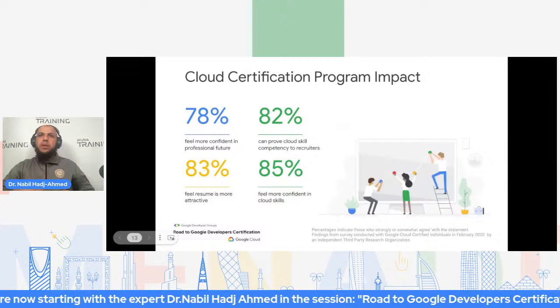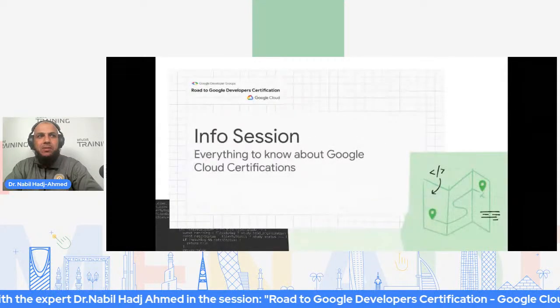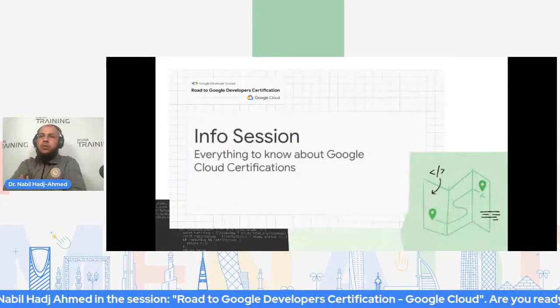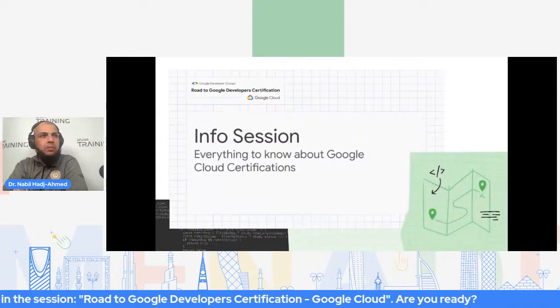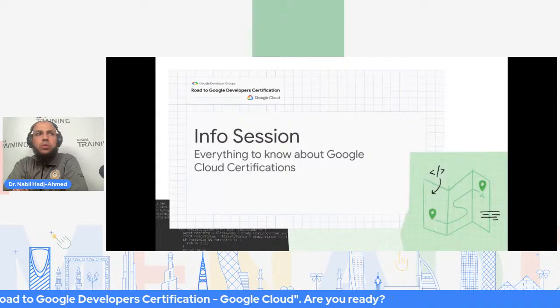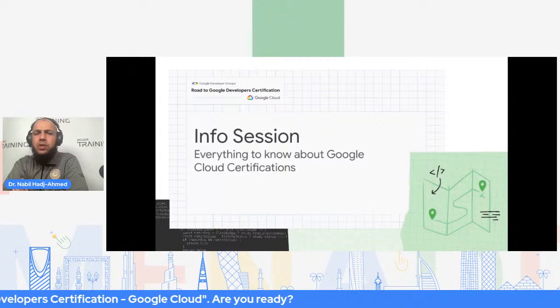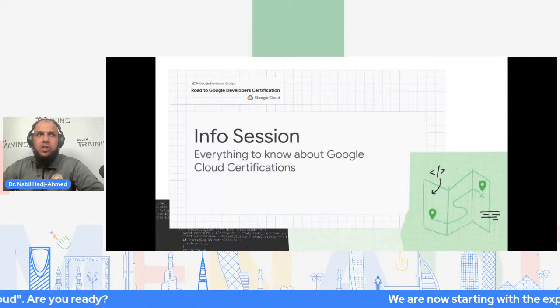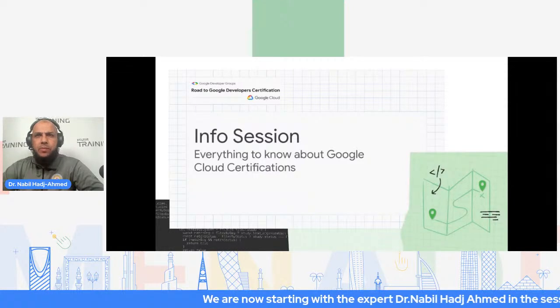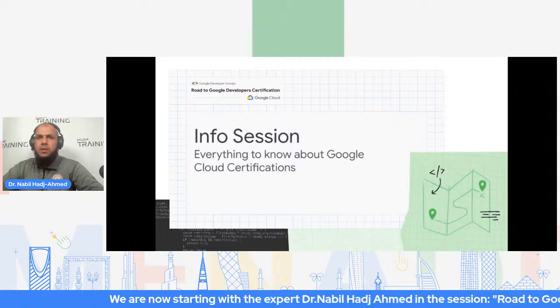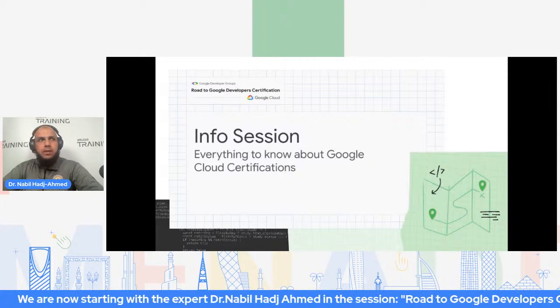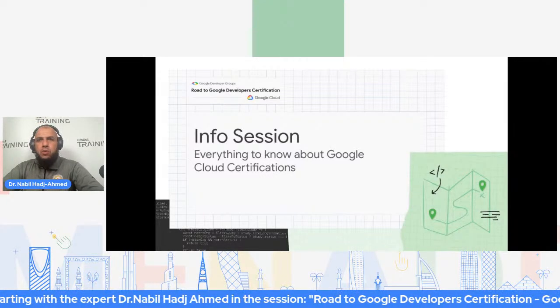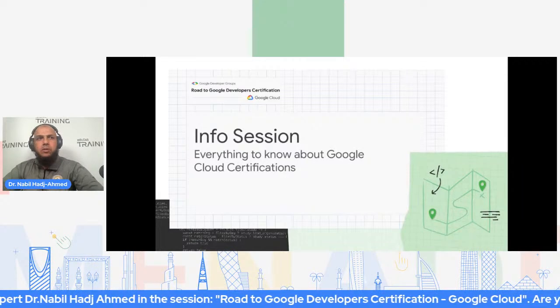And this time it's not a technical session. Today is going to be an introduction to an amazing program that we are about to launch, which is about certifications. So we can call this an info session about a program called Road to Google Cloud Developer Certifications, where we devised this program to help you get certified in one of the Google Cloud certification paths.